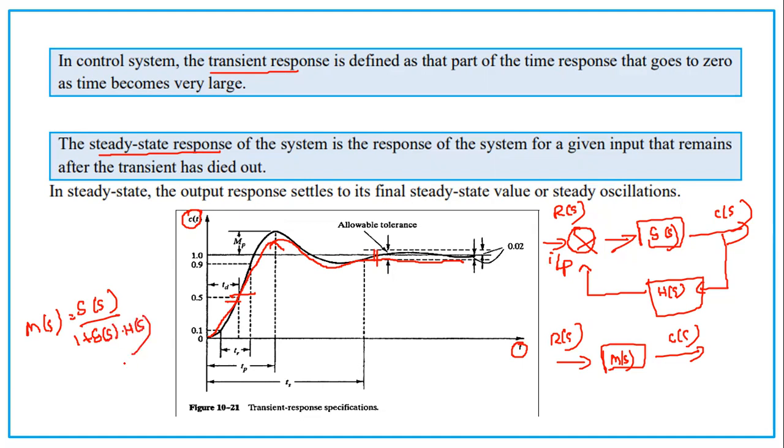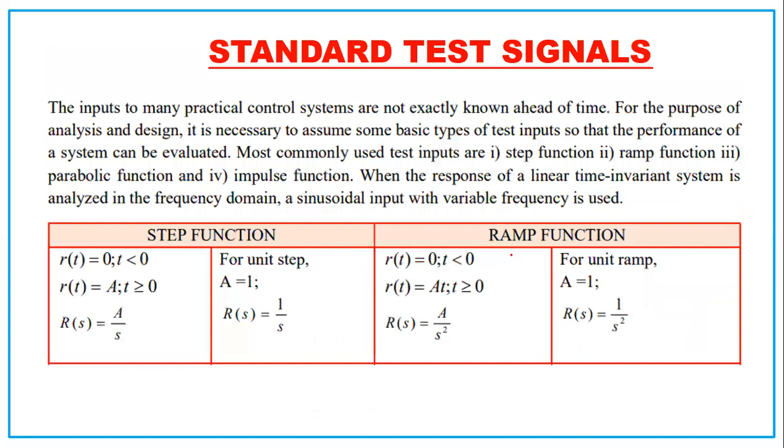So now we'll talk about the test signals. The knowledge of the input signal is required to predict the response of a system. So to know the response C of t, we should know what the input is. So this input needs to be known. For that, we use some standard test signals.